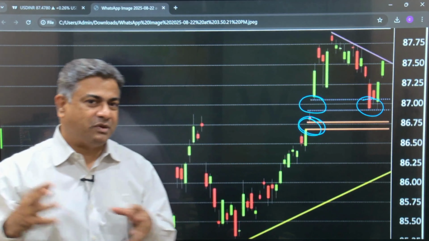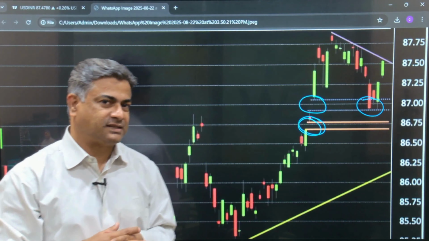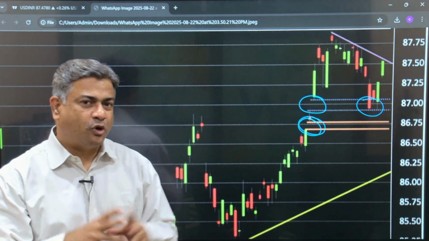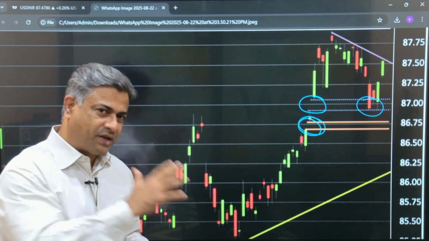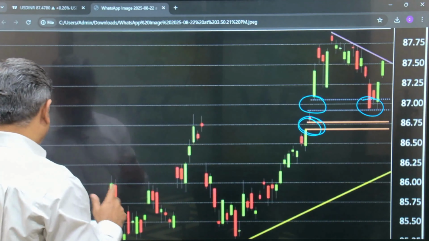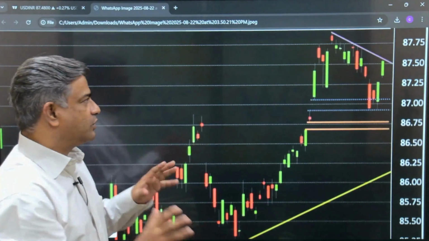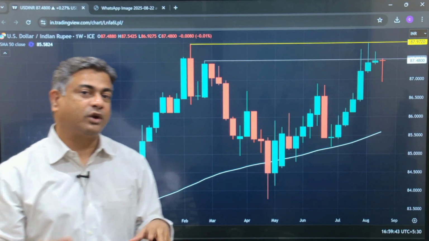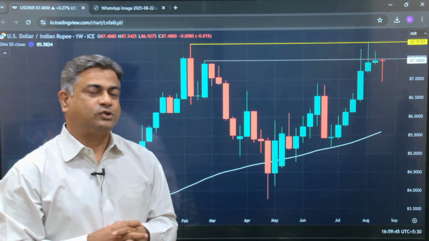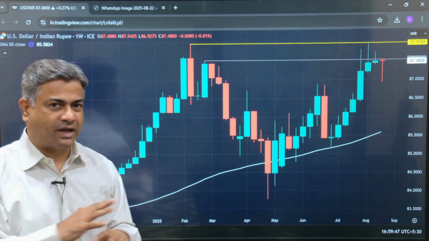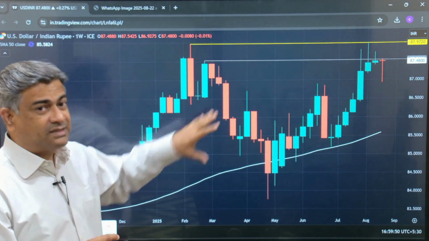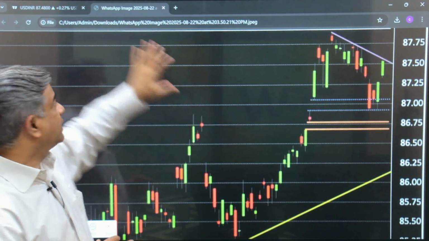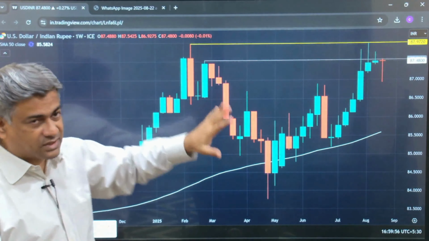So probably we might get a move towards 86.75, but this gap has been closed. So multiple conclusions here. Let me show you the other chart, then I will try and get you the conclusion on dollar INR. Now this is the 24-hour offshore chart. It is from morning till evening and it runs 24 hours, but this is a weekly chart. The earlier one that I showed was a daily chart. This is a weekly chart.